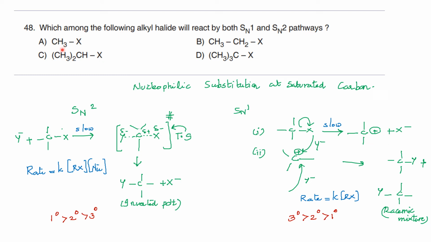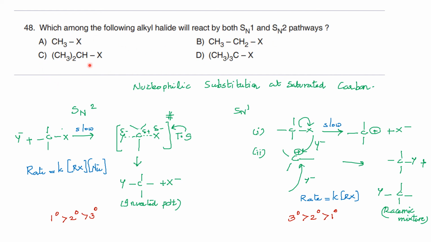So from the options, you can see that this is a primary alkyl halide because there is only one carbon atom and the rest of the atoms are hydrogen. So this is not the answer. And coming to option B, that is also primary because the leaving group is attached to the carbon atom, which is attached to a single carbon atom. So that is also primary. This is actually methyl and this is primary.